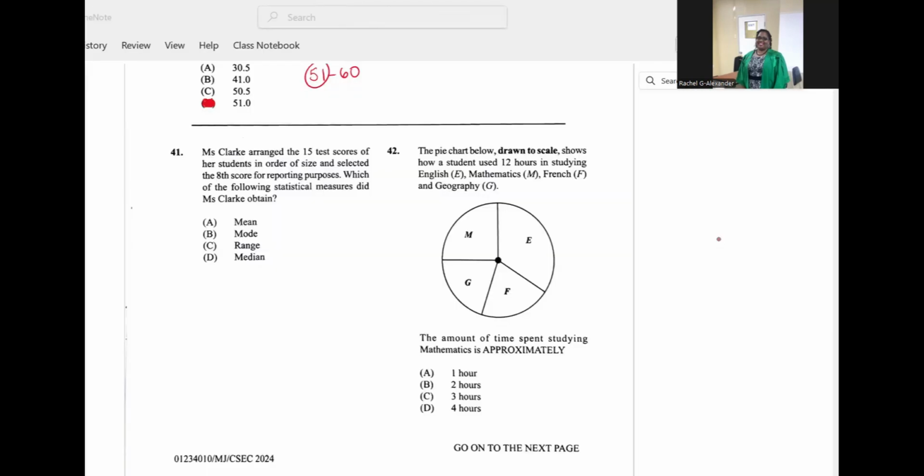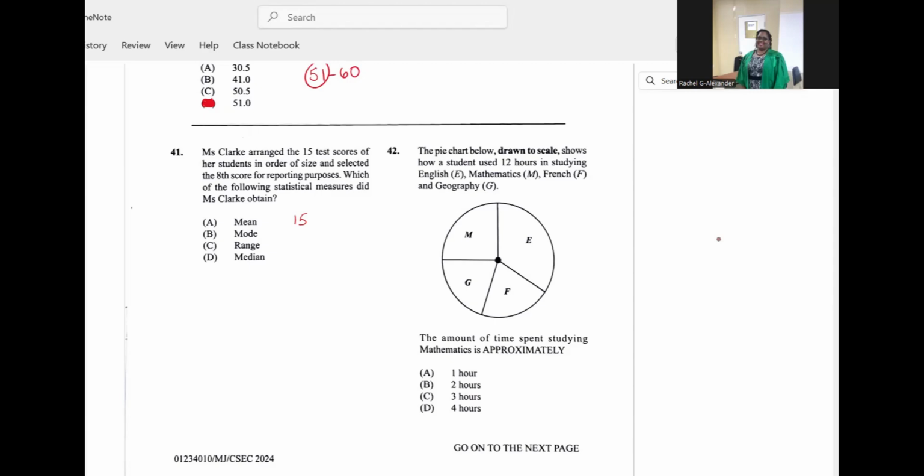Number 41. Mrs. Clark arranged the 15 test scores of her students in order of size and selected the eighth score for reporting purposes. Which of the following statistical measures did she obtain? If it's 15 scores, then the eighth score could never be the mean, because for the mean you would have to add all 15 scores and divide by 15.